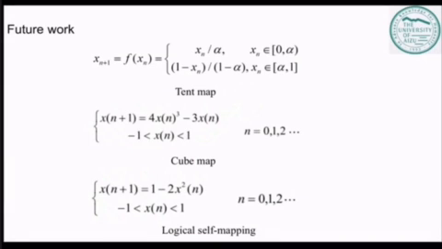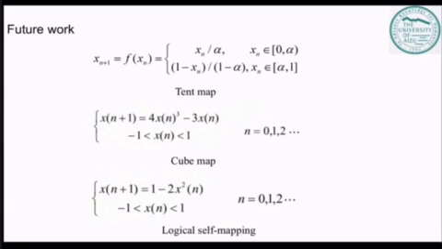In this study, we use a logistic map to generate a chaotic sequence. The logistic map has the characteristic of uneven traversal. Therefore, next, we will consider whether to use the tent map, Q map, logistic self-mapping, and other more evenly ergodic maps to generate a chaotic sequence, and whether we can get better results.